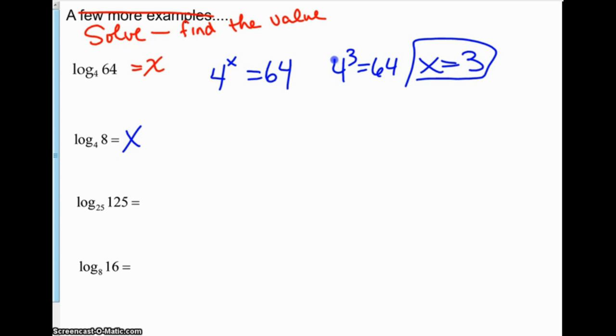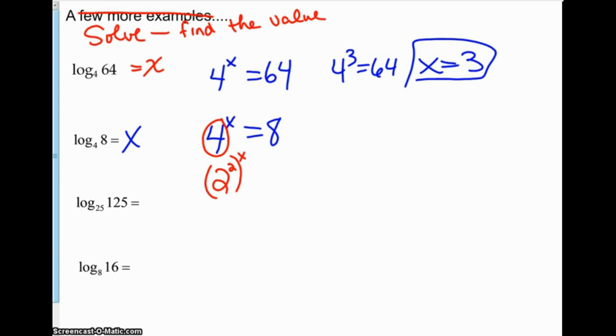Another example here, set it equal to x. I'm going to say 4 to the x equals 8. This doesn't go as quickly as the one before it because 4 to the second is not 8, 4 to the second is 16, so it's going to take a little more work. One of the tricks I want you to follow is that it's easy to find if they have the same base. So I'm going to rewrite this 4 as a number to a power, and the one I know best is 2 squared. Same thing with the 8. I'm going to rewrite the 8 as 2 to the third.